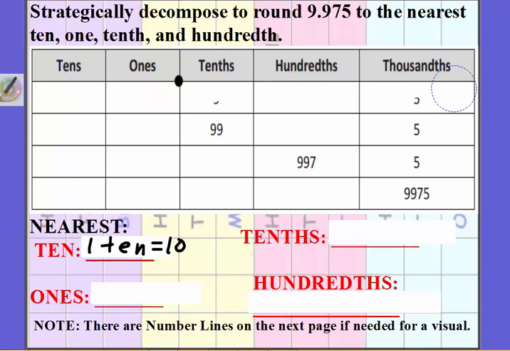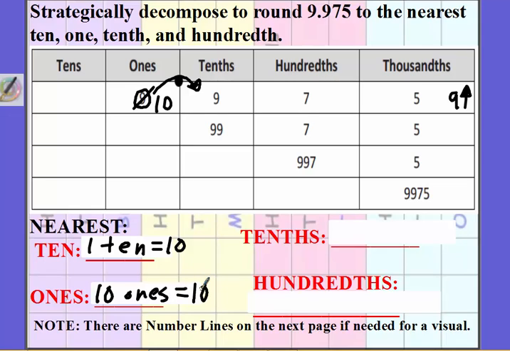Now I'm going to be rounding to my ones. So I start in my 1 spot, and I look to the right. It's a 9. Since it's a 9, I round up. So I'm going to have 10 ones. 10 ones equals what? Well, that also equals 10. So notice sometimes when I round to the nearest 10 or the nearest ones, I can end up with that same answer.